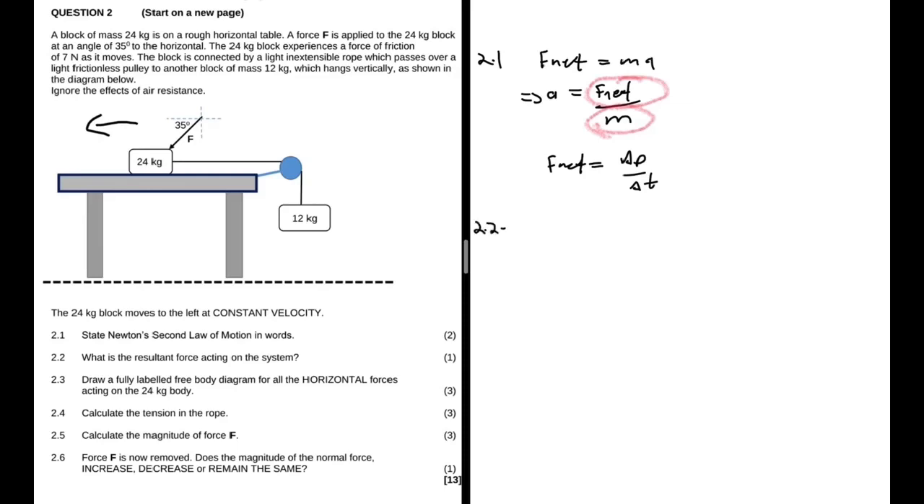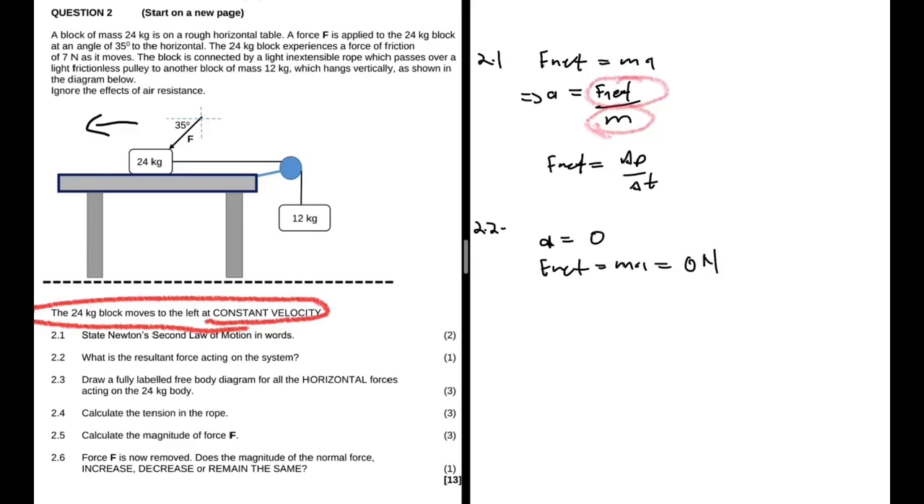2.2 says, what is the resultant force acting on the system? If you pay attention to this statement here, it says that the 24 kg block moves to the left at constant velocity. Constant velocity implies that our acceleration is equal to 0. If acceleration is equal to 0 and F net is equal to ma, then F net is equal to 0 newtons. So for 2.2 we have 0 newton. And then now we can move to 2.3.